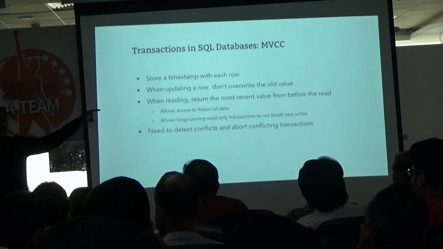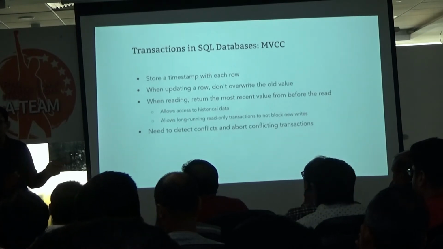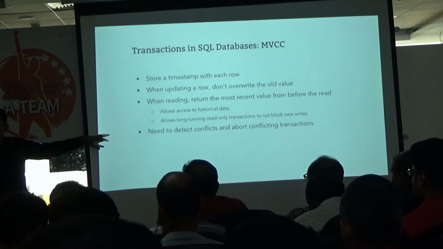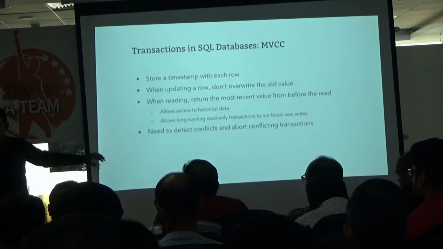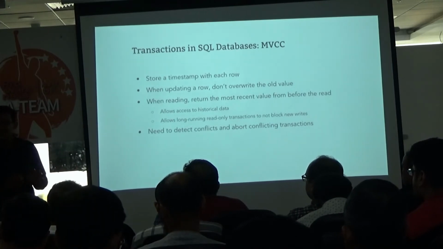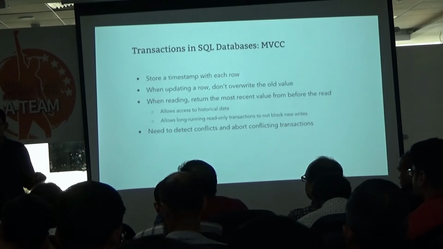Yeah. So MVCC is how your snapshot isolation is implemented. Even Cassandra and all these databases have dependencies. So this is how you implement it if you are writing in two parallel transactions and reading in two parallel transactions.